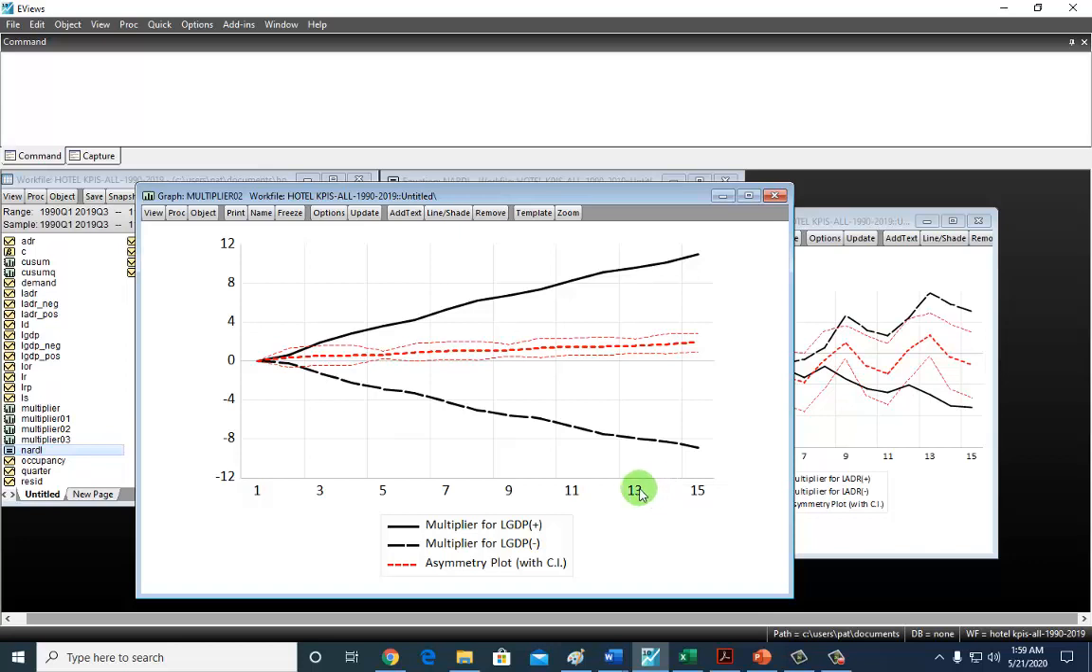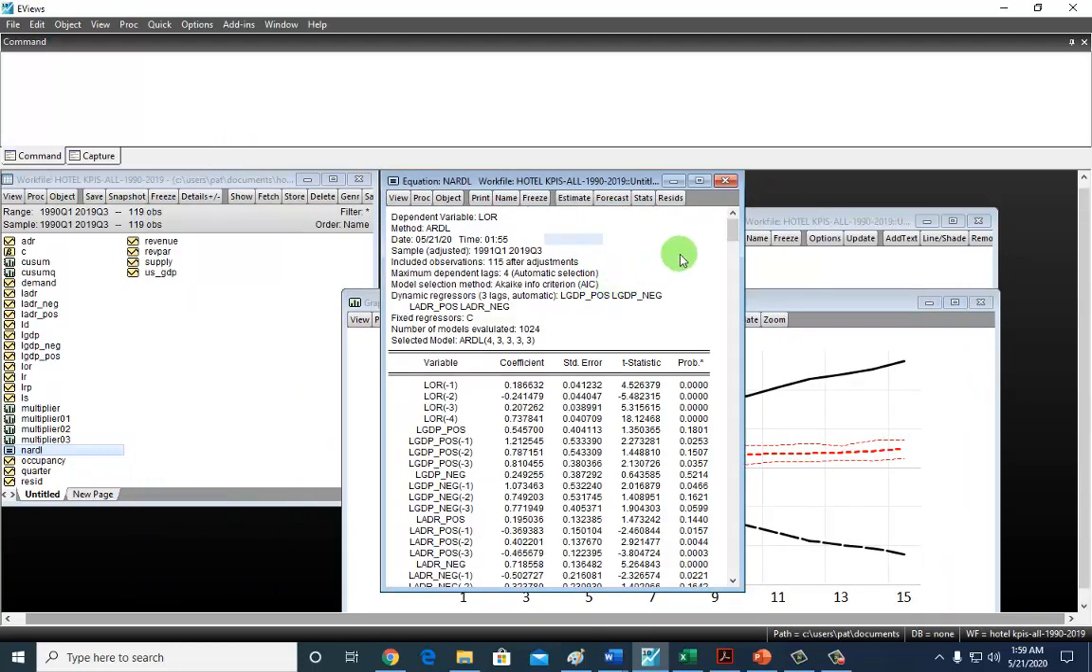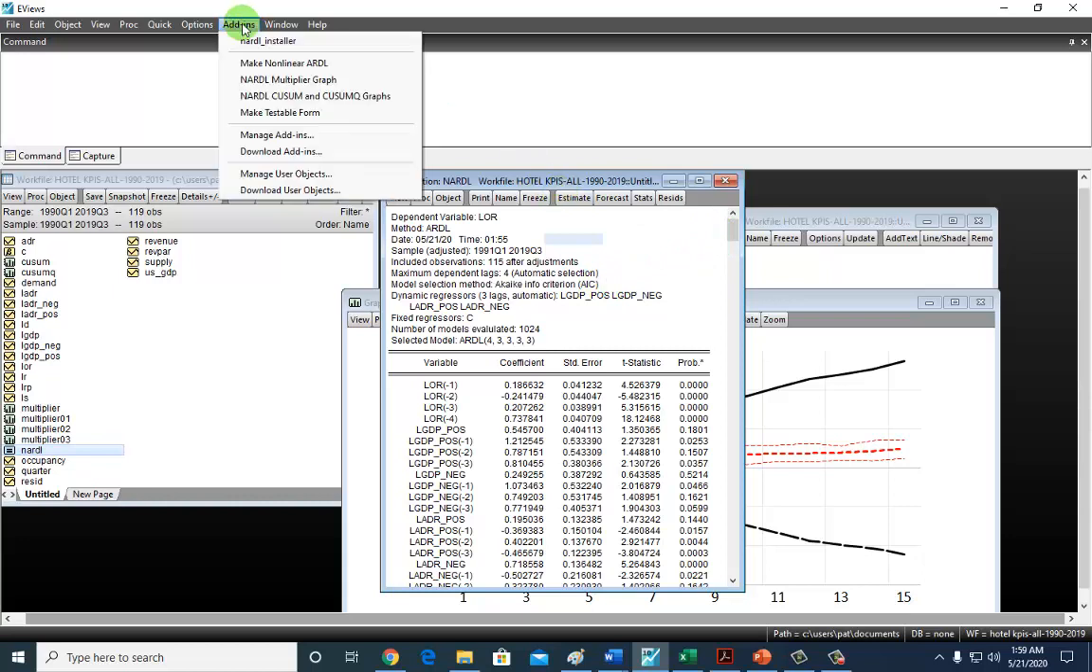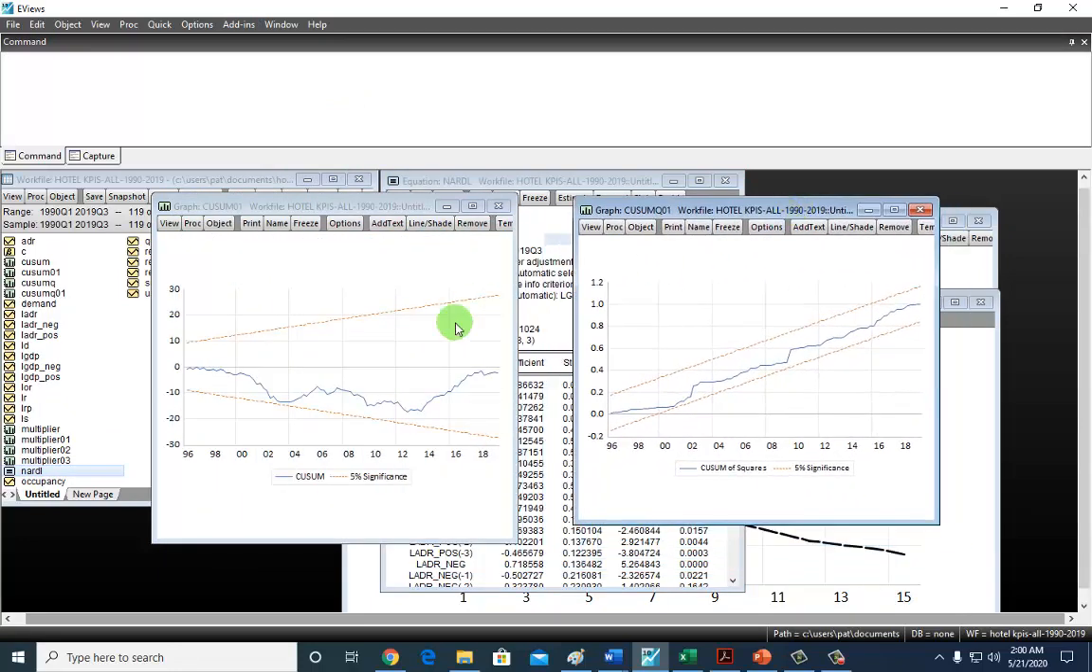Now, to wrap this up, we can also get a sense of the stability of the model by going here. Let's move this away and click back here. We've got to make this current, and then we want to go to add-ins again, and then click on NARDL CUSUM and CUSUM Q graphs. CUSUM is the cumulative sum, and CUSUM Q is the cumulative sum of squares. So we click on it, and you see it right here, and this is the CUSUM graph, and this is the CUSUM of squares. To the extent that the blue line lies within the 5% boundary, either way, we're quite fine with it.